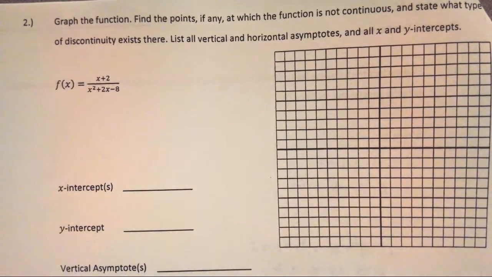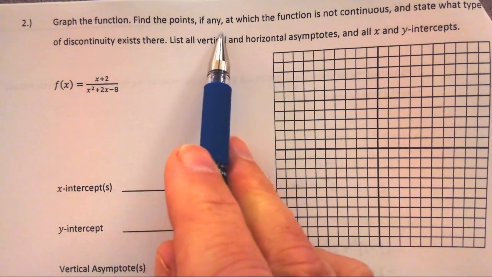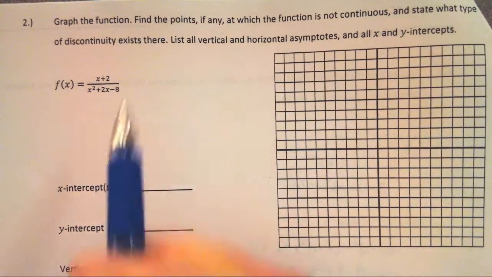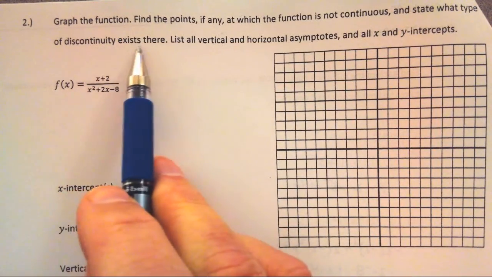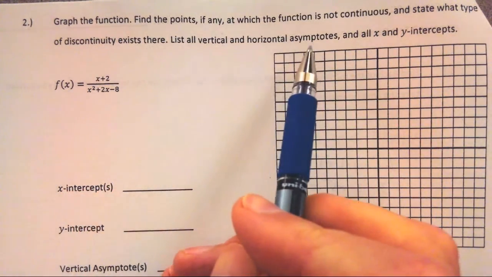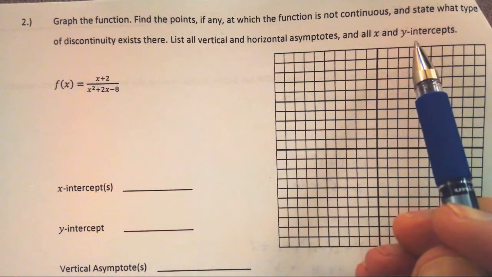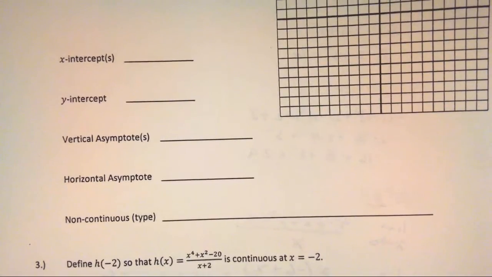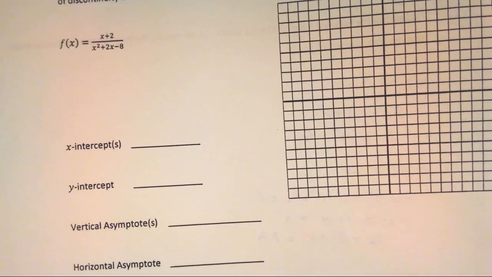Okay, graph the function. Find the points, if any, at which the function is not continuous, and state what type of discontinuity exists there. List all vertical and horizontal asymptotes and all x and y intercepts. So there's a lot for us to do, but the good news is all of the answer spaces are provided for you, so we shouldn't be forgetting anything.